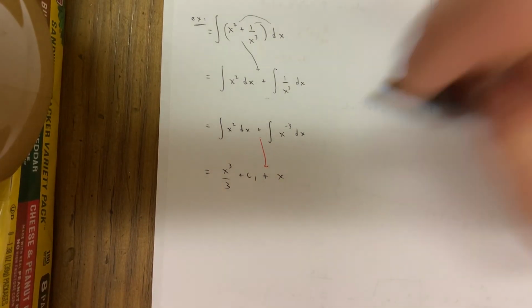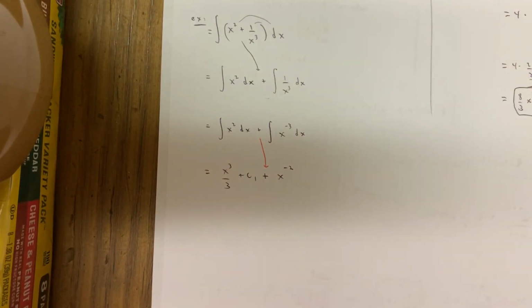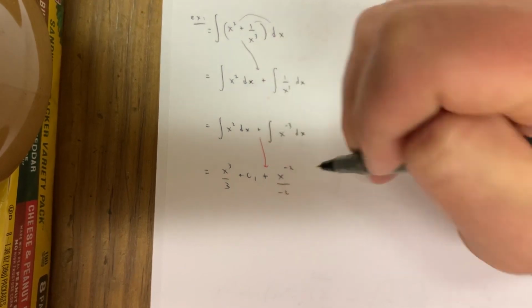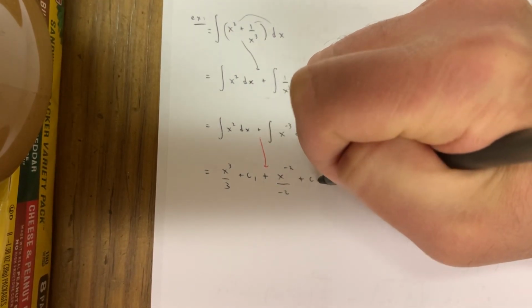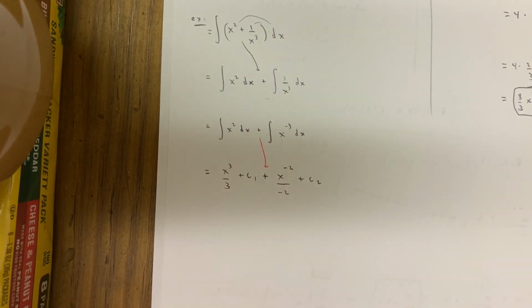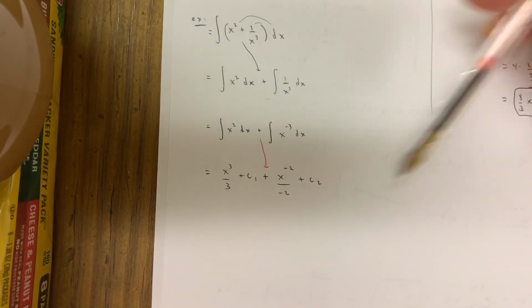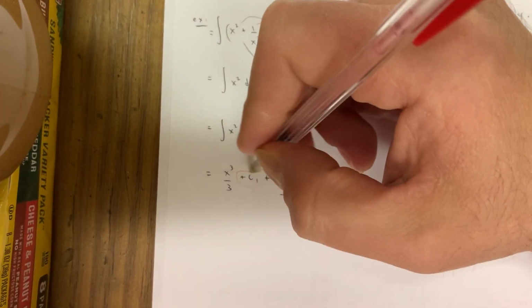Negative 3 plus 1 is not negative 4. It's negative 2. A lot of people make silly mistakes. Then you divide by that number. Then you add a constant. I'll say c sub 2. You'll never have to do this again, though, because when you combine like terms, guess what?